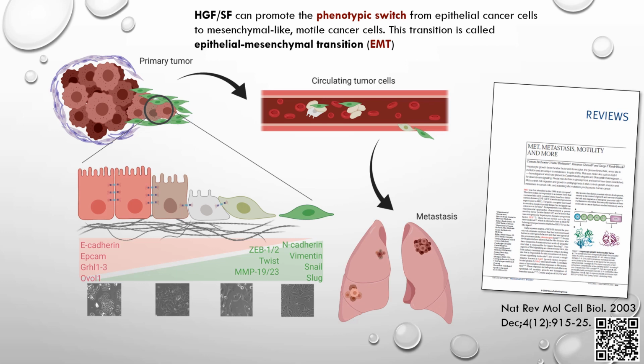HGF-SF can promote a phenotypic switch from epithelial cancer cells that are very happy and well attached within their tissue environment to a much more motile, mesenchymal-like cancer cell. This transition is called the epithelial to mesenchymal transition, or EMT, and it's extremely important for cells to escape the primary tumor site and move either through the bloodstream or through the lymphatic system to different locations where they cause massive problems.